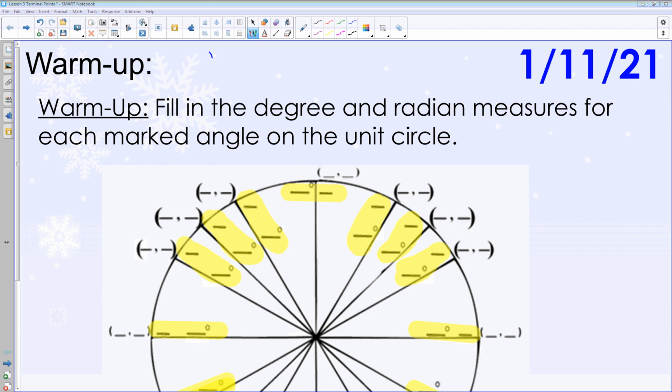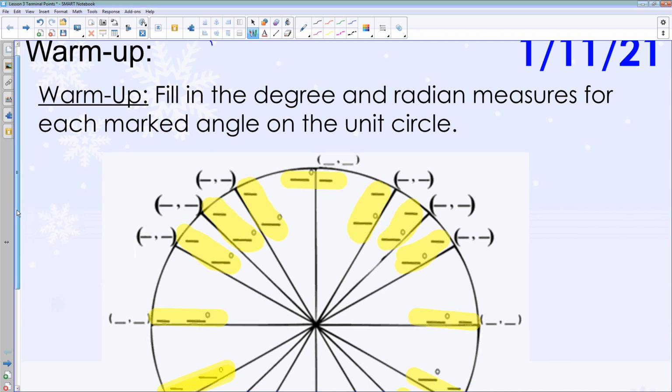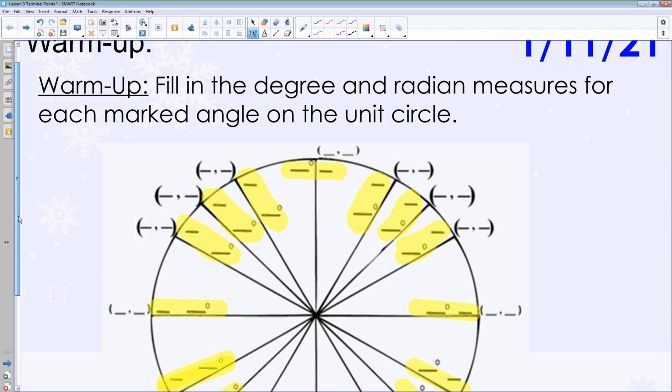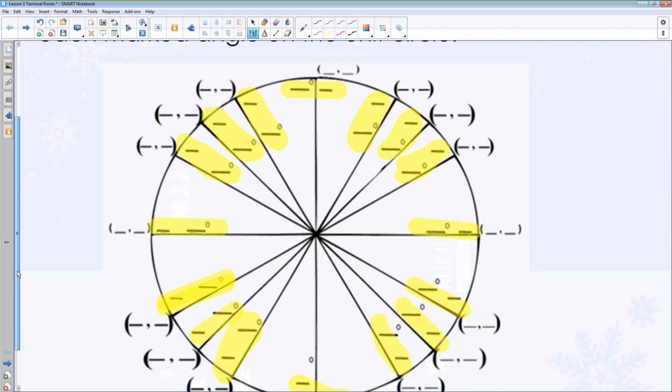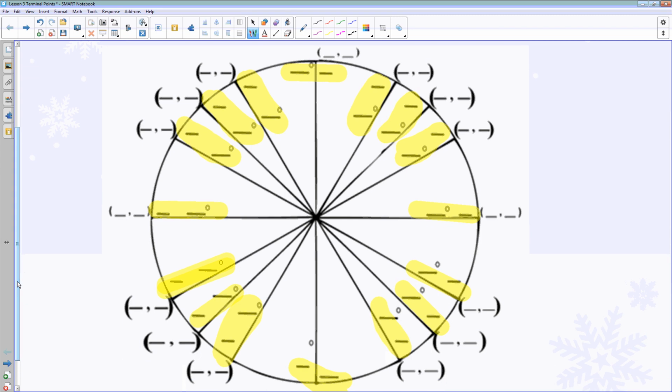Normally I don't include warm-ups in my notes videos, but today I am, because the warm-up from today's class says we need to fill in the degree and radian measures for each of the marked angles on the unit circle. All right, so if we look at this unit circle, we of course start at 0 degrees. You could also think of that as 360 degrees, right? And we should know by now that once you've made a full circle, that is 2 pi radians.